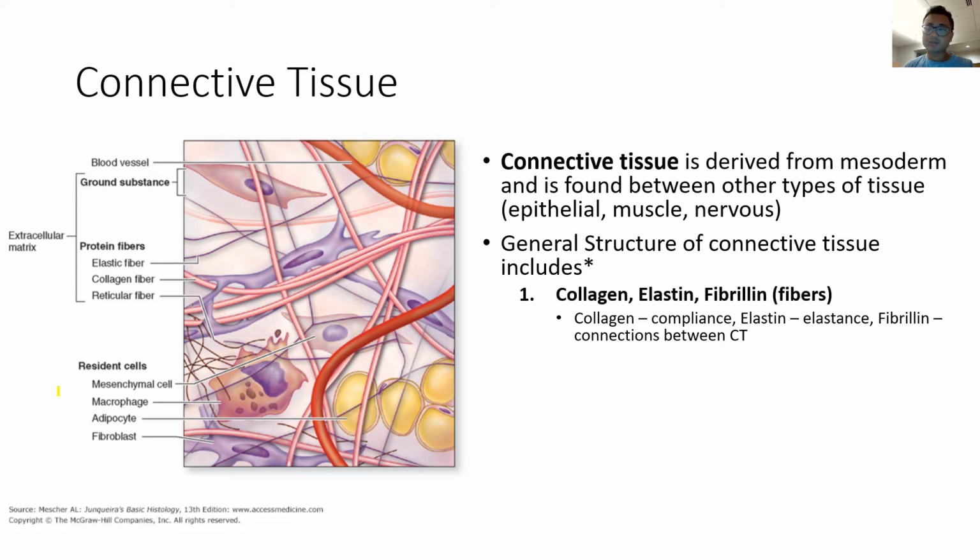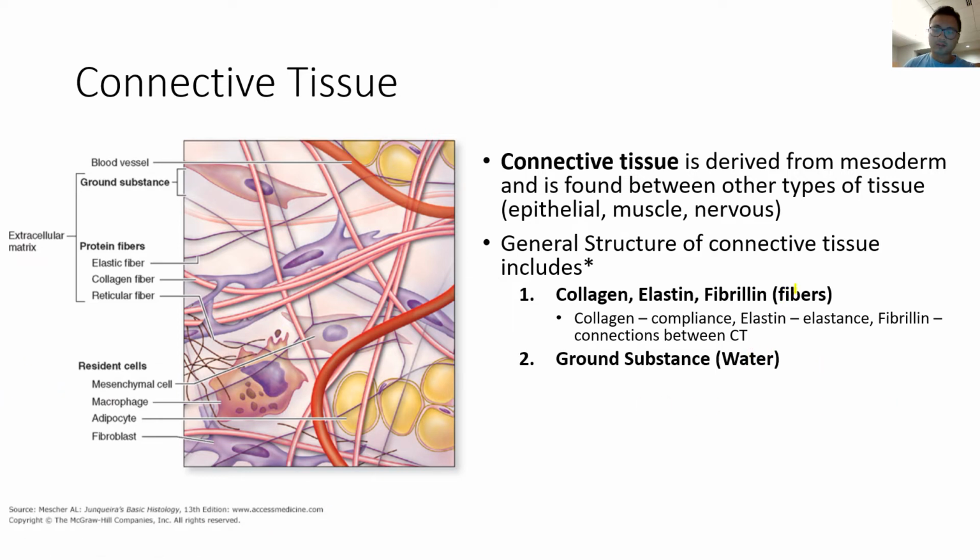Elastin is going to be involved in elastance. And so this is going to be distensibility or elastic recoil of this structure. And fibrillin is going to be important in the connections between the connective tissue components. The next is going to be ground substance.